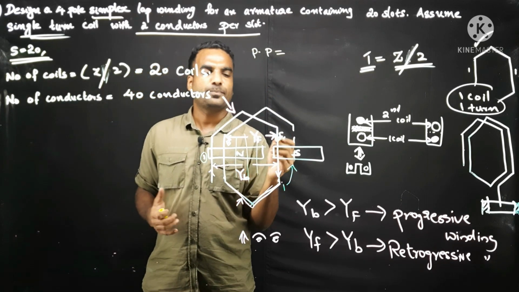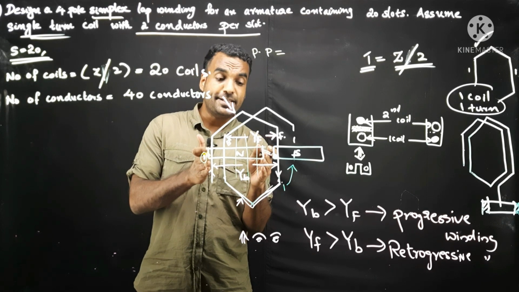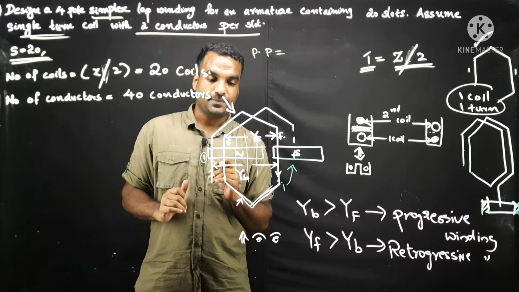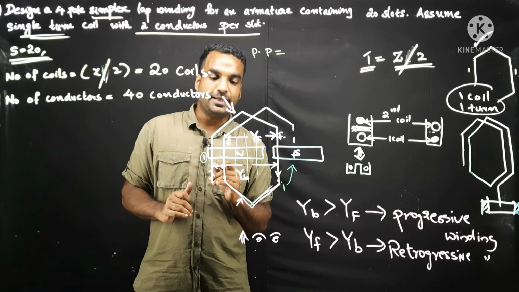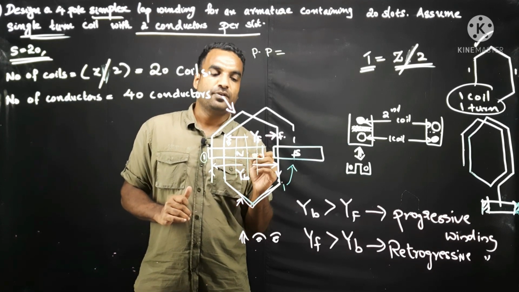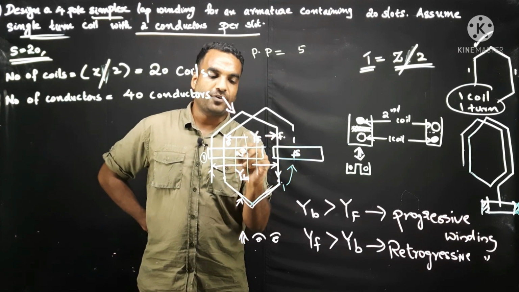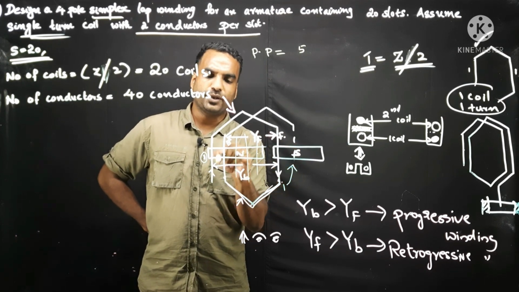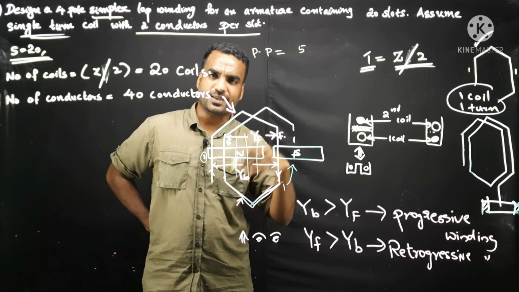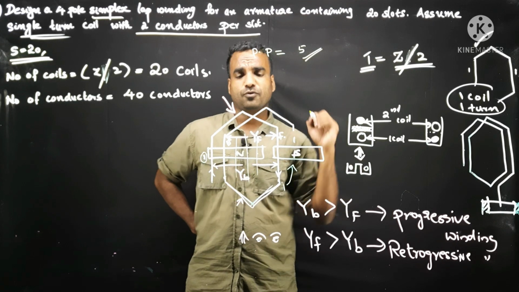We know that pole pitch is the number of conductors spanned by each pole. Here you can see 1, 2, 3, 4, 5. 5 is the pole pitch in this example because a total of 5 conductors are there. Now only 2 are used. I will use all the conductors while completing the winding diagram. So pole pitch is equal to 5.